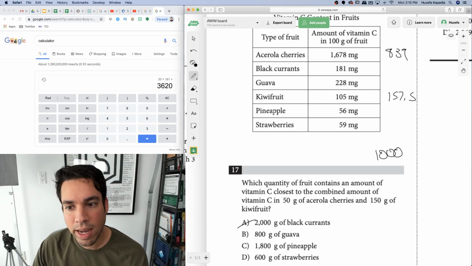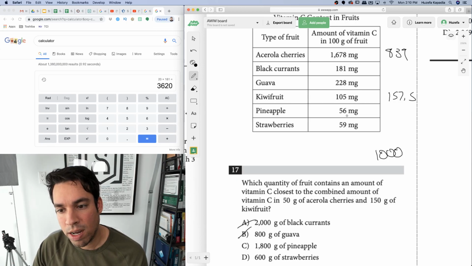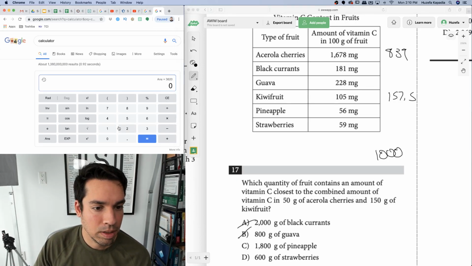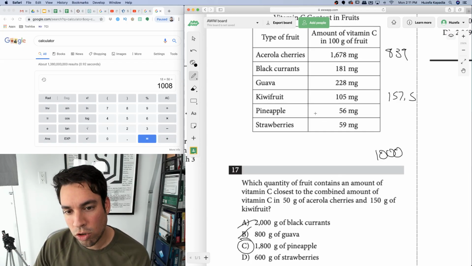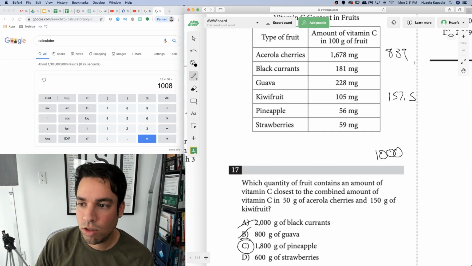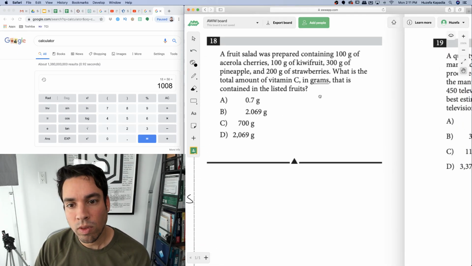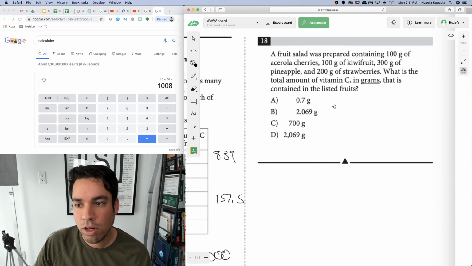800 grams of guava. 8 times that. That's too big. 1,800 grams of pineapple. That's 18 times 56, maybe. I think that's right. Yeah. That's pretty close to 1,000. 600 grams of strawberries. That's 600 times 59. Too small. Boom. Done.